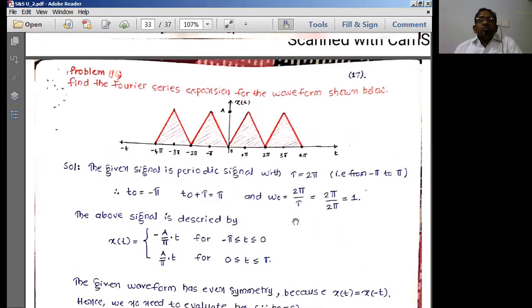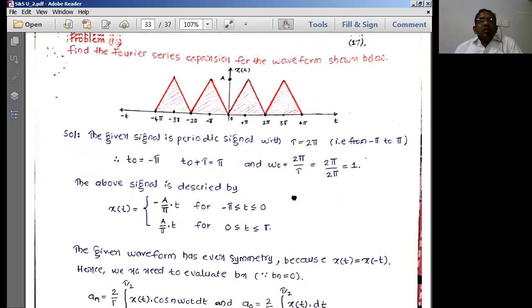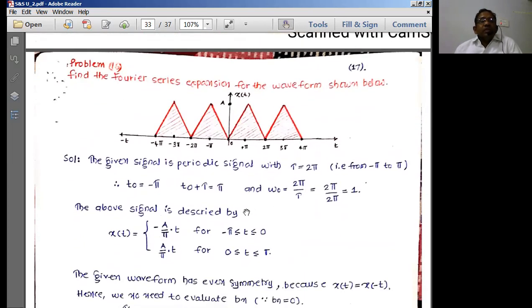Now let us do one small problem on this even symmetry concept. The rest of the problems are given in the notes. You can just practice them, but for explanation's sake, I am just going with a single problem. All the rest of the problems are going to be similar to this particular concept. In the exam, they are going to give us: find the Fourier series expansion for the waveform shown below.